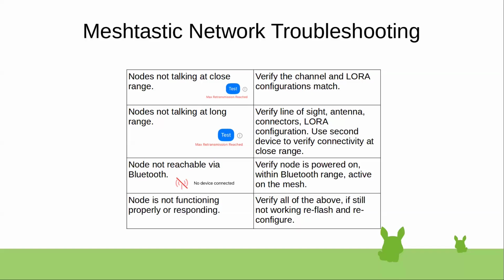If they can't talk at long range, it's usually a line of sight issue or an antenna or coax feed problem. The troubleshooting step here is try them at close range. If they work there, then it's most likely a line of sight problem.